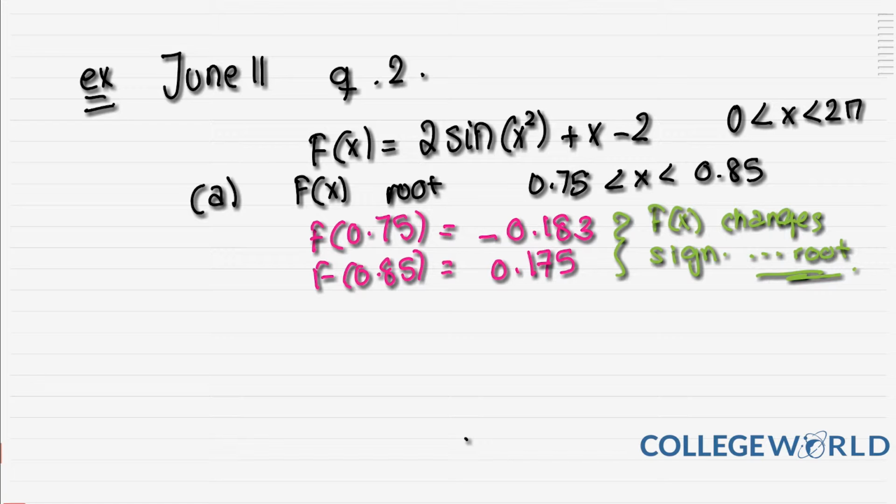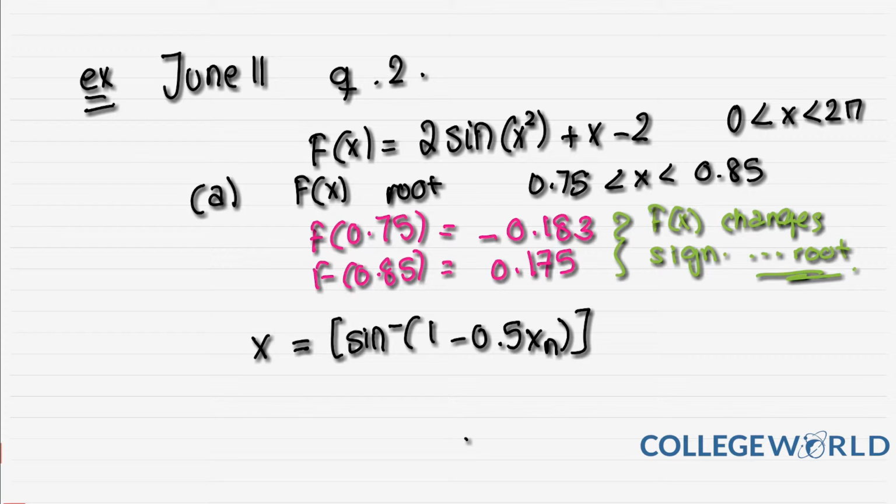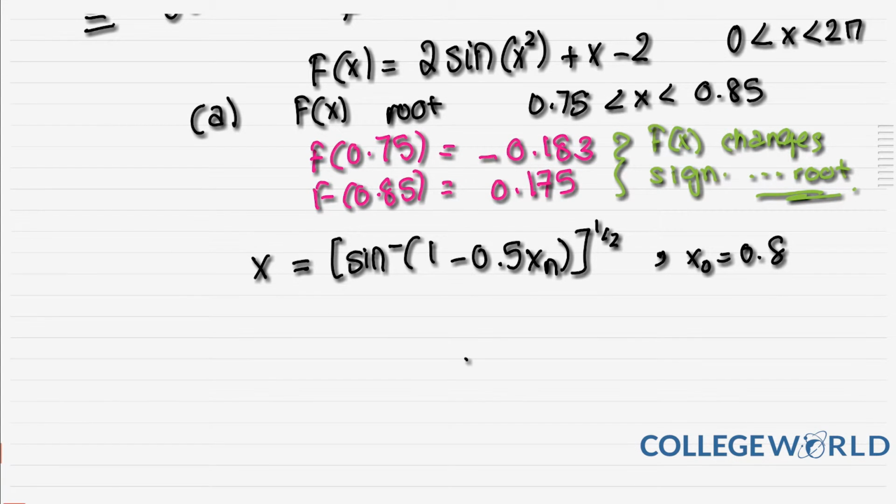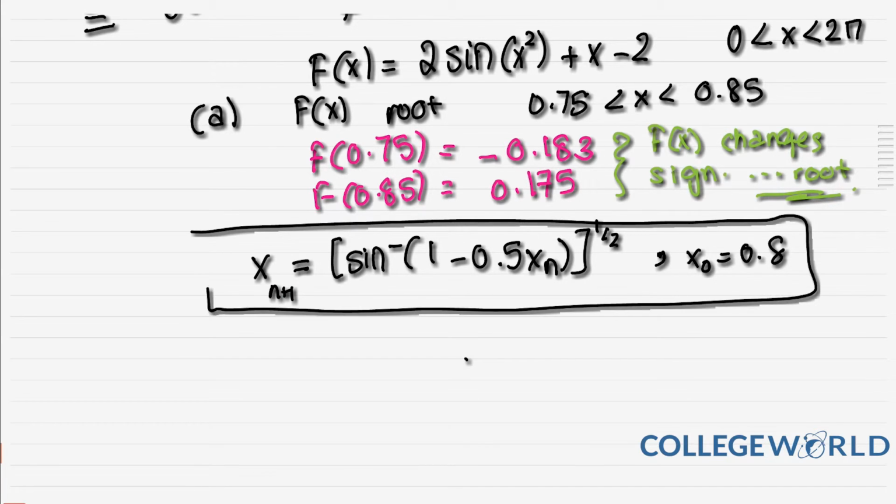Now, then we're going to solve it using the iterative formula. What they said is, this is how you get it. They actually give you the iterative formula and they tell you where to start from. So they tell you that f of x equal to 0 can be written as x equal to arc sine, so it's sine inverse of 1 minus 0.5 xn, and all that is to the power half, or just radical. And they give you that x0 is equal to 0.8. This is by the way xn plus 1. So they give you this formula here, and this is called the iteration formula. It is given to you.